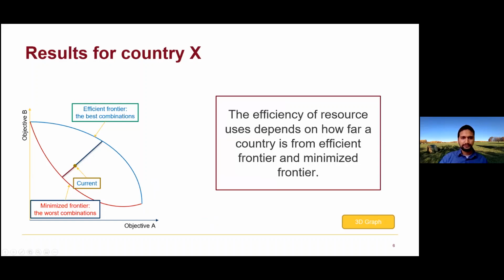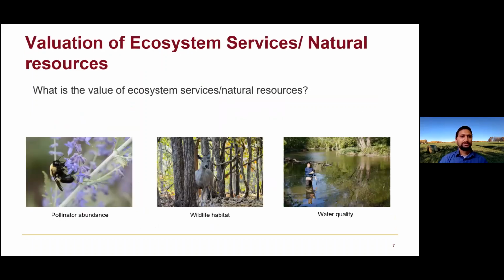So in that way, some of the projects I'm involved in answer the question, what is the value of pollinator abundance? What is the value of wildlife habitat or water quality? So those types of questions, I'm involved in projects that answer those types of questions.